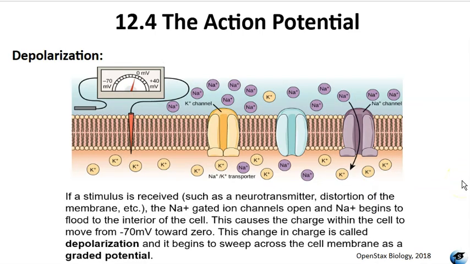As we've discussed, the neuron maintains a polarized membrane when at rest. This is the resting membrane potential. When a neurotransmitter binds to the ligand-gated sodium channels, sodium enters the neuron, causing depolarization, a shift in membrane charge toward 0. This creates a graded potential that spreads across the dendrites and soma. If the depolarization reaches the threshold of negative 55 millivolts at the axon hillock, it triggers an action potential that travels down the axon to the synaptic terminals.